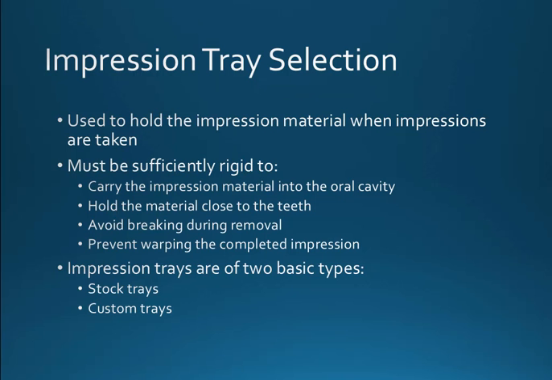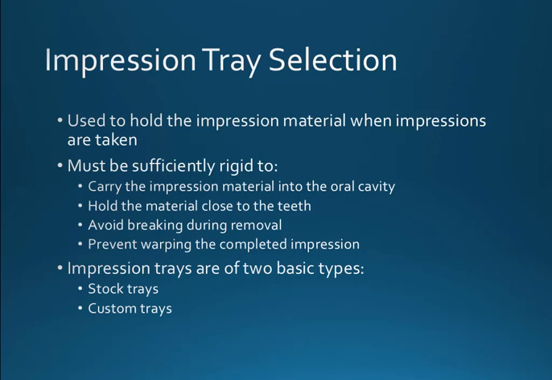Impression tray selection. Impression trays are used to hold the impression material when the impressions are taken, and the tray must be rigid enough to carry the impression material directly into the oral cavity, hold the material close to the teeth, and avoid breaking during removal. We also want to make sure that it doesn't warp after the impression's been completed. These are all characteristics that we want to look for when we're selecting the proper impression tray.